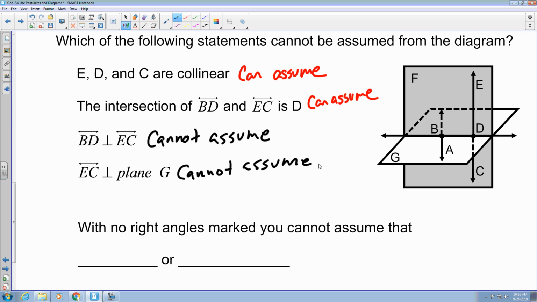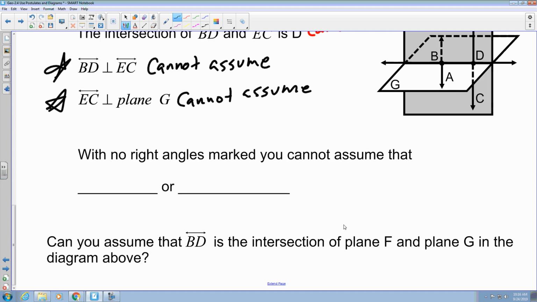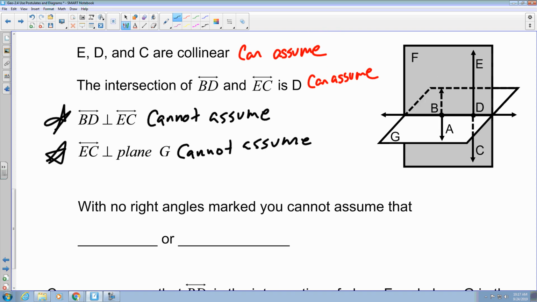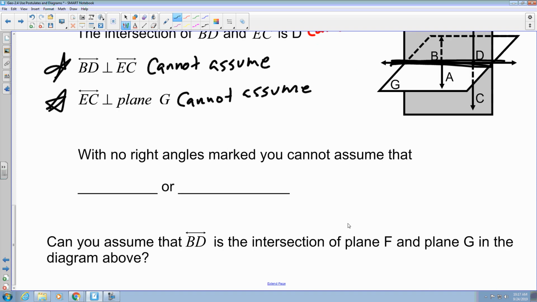It says, with no right angle marks, you cannot assume what? All right, so basically, what I said here, we can't assume that BD is perpendicular to EC and EC is perpendicular to plane G. So you could just fill that in. Last thing here, can you assume that BD is the intersection of plane F and plane G in the diagram above? So BD, which is right here, is contained in both planes. Yes, we can assume that.